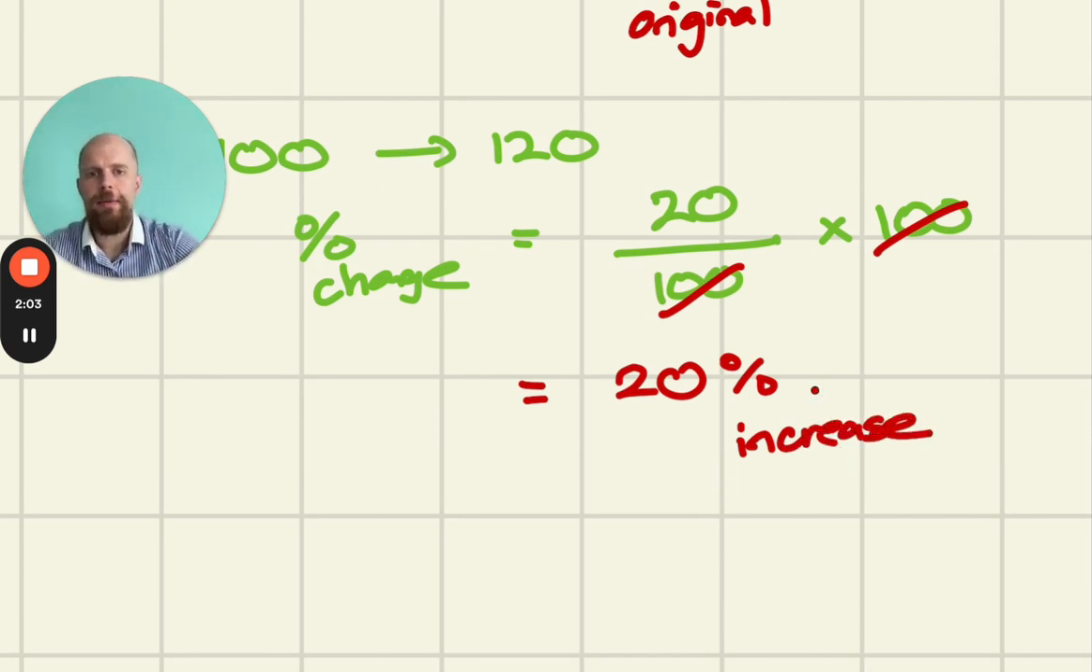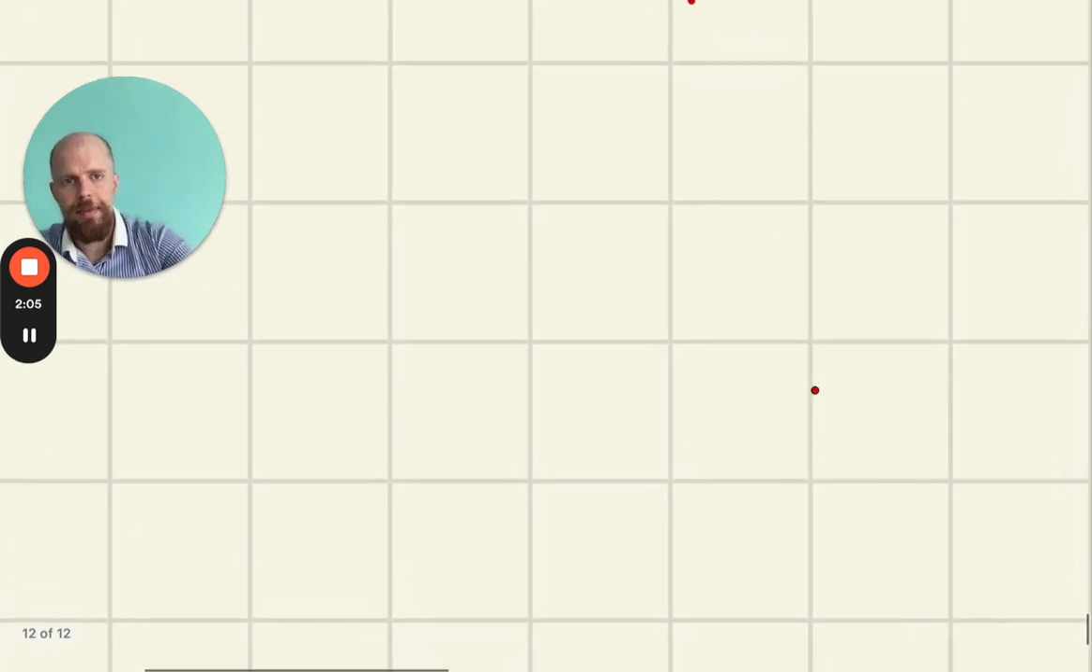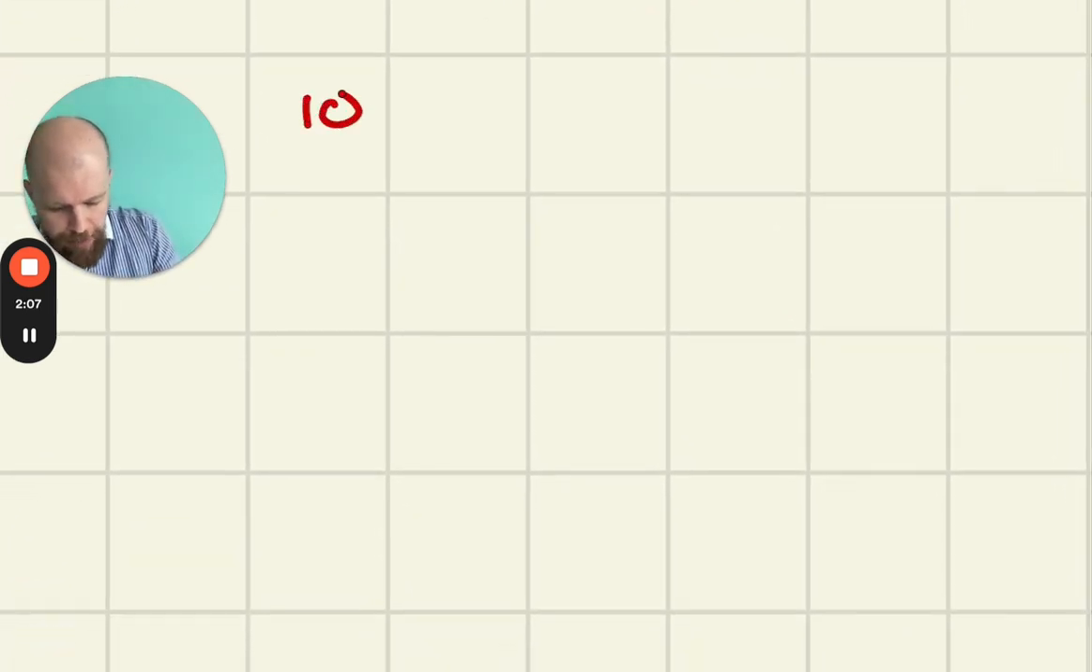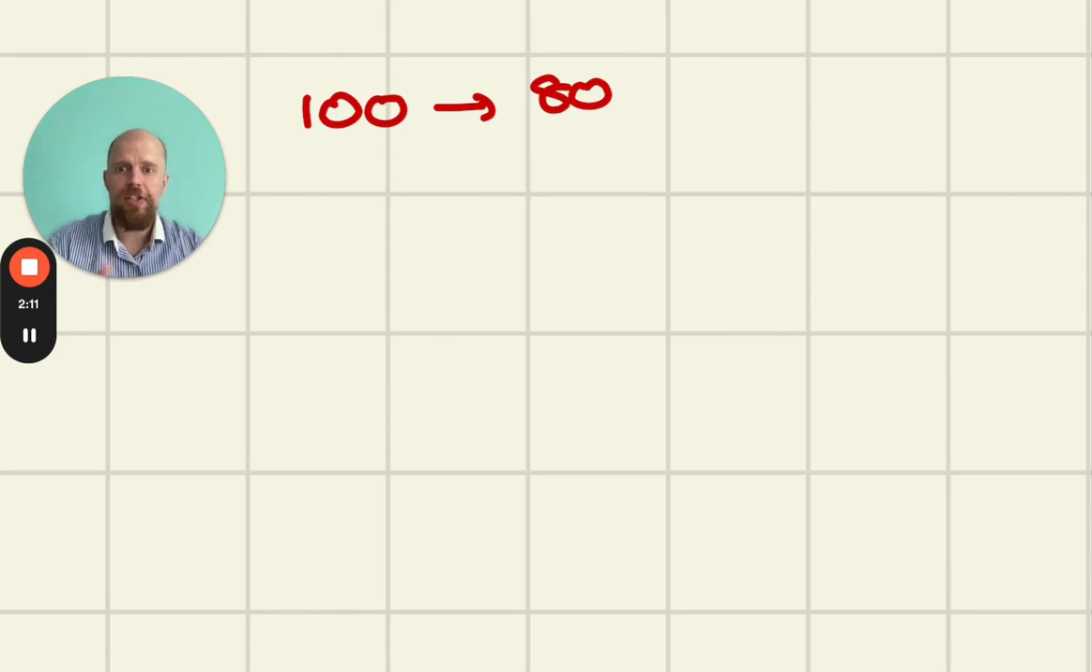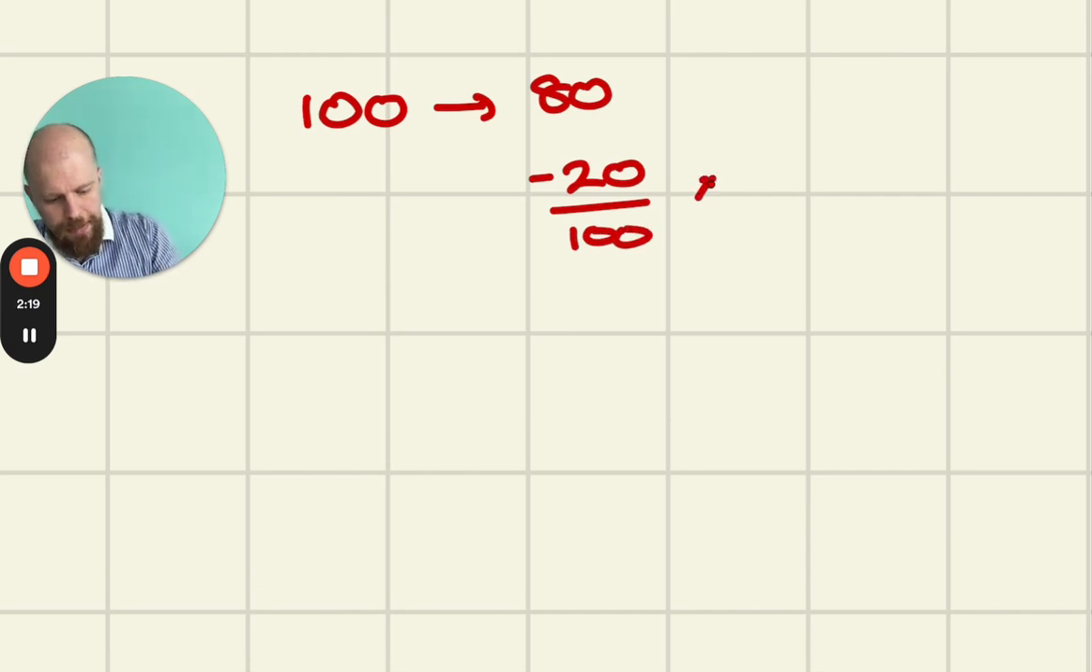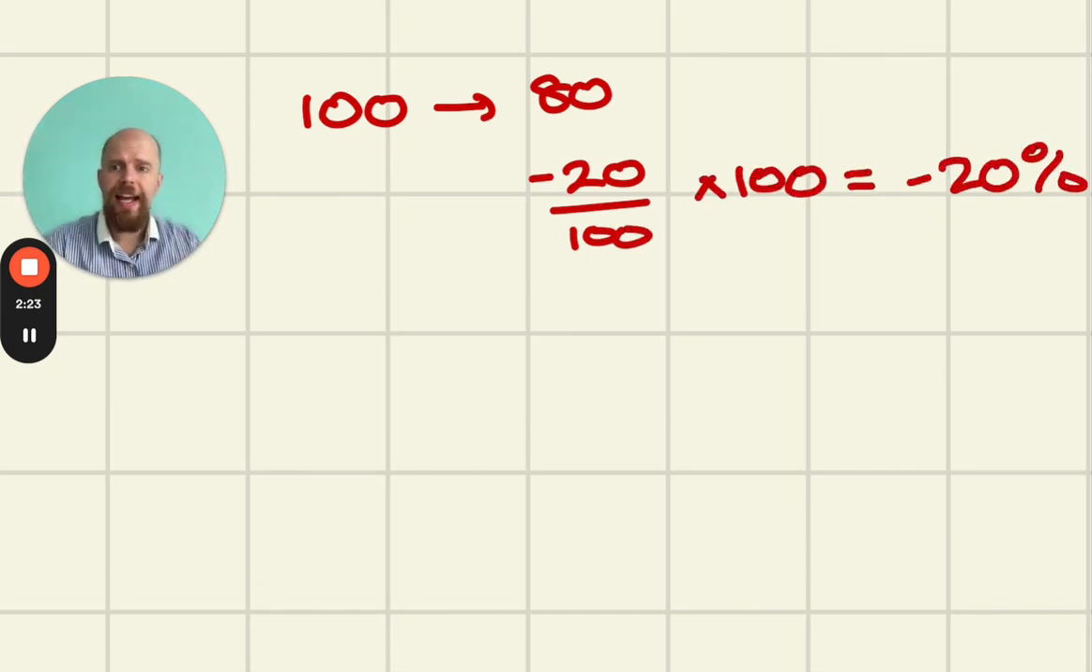If we are dealing with a decrease, something different might happen. Let's say we're going from 100 to 80. Now, in this case, the change is still 20, however, it's going down, so you can either write minus 20 out of 100 times 100, and that would give you minus 20%. The negative kind of implies that it's a decrease.